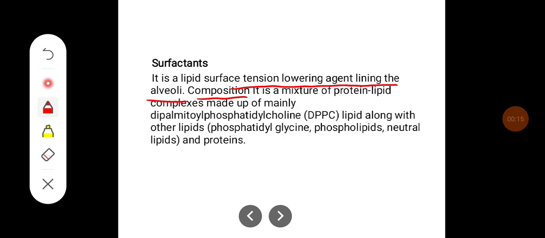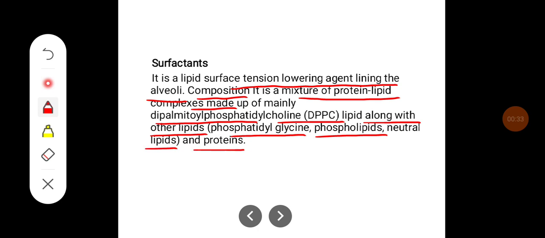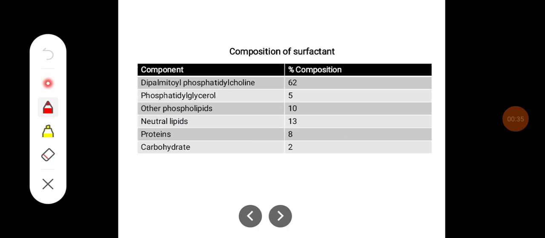If you see the composition, it is made up of protein lipid complexes, mainly dipalmitoyl phosphatidylcholine, that is DPPC, along with other lipids, that is phosphatidylglycerol, phospholipids, neutral lipids, and proteins. So this is the composition of the surfactant. It is mainly made up of dipalmitoyl phosphatidylcholine 62%, phosphatidylglycerol 5%, other phospholipids 10%, neutral lipids 13%, proteins 8%, and carbohydrate 2%.